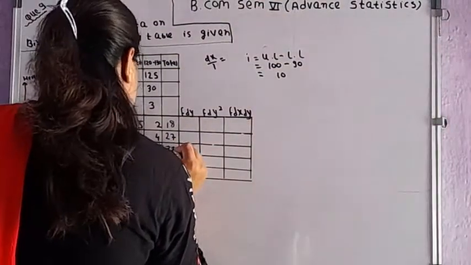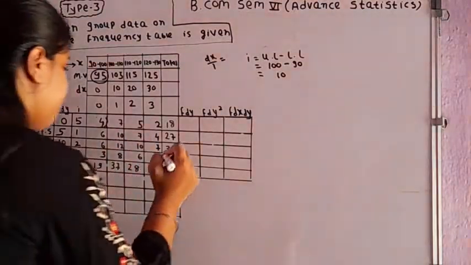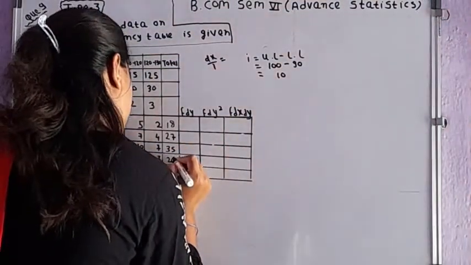After that, 3 plus 8 plus 6 plus 3. It comes to 20. So this way we have made the total of the frequencies of different items.